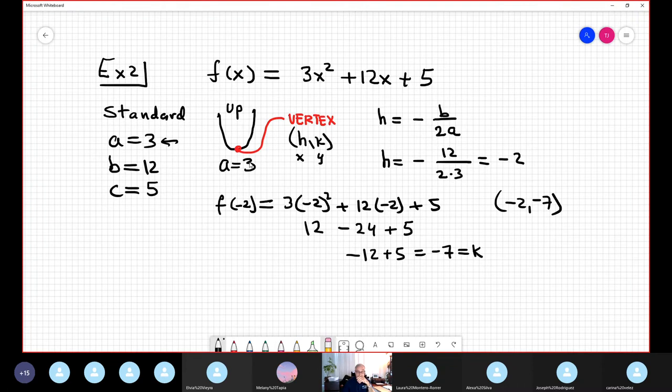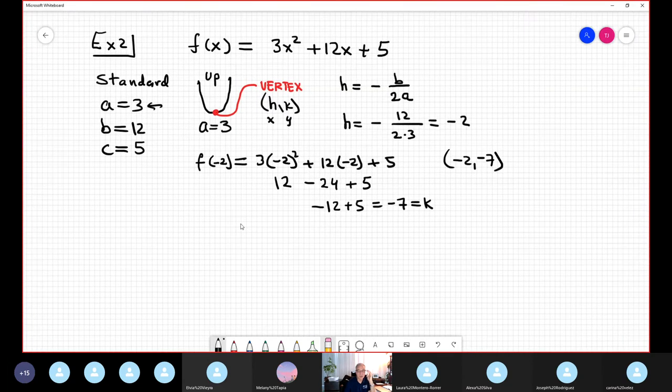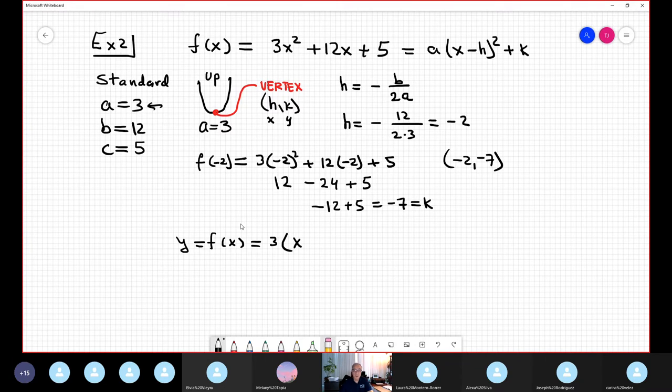Suppose I would like, by curiosity, the equation in vertex form. I know that the equation in vertex form is f of x or y, whatever you want, it's the same. It's equal to a, which is 3, parenthesis, x minus h, but h is negative 2. So we have a double negative. The formula is a times x minus h squared plus k. In our specific example, h is negative 2. So in the formula it is plus 2.